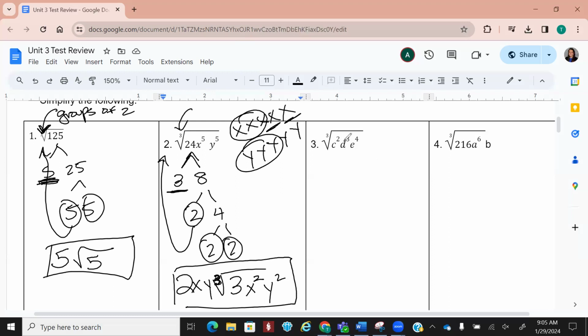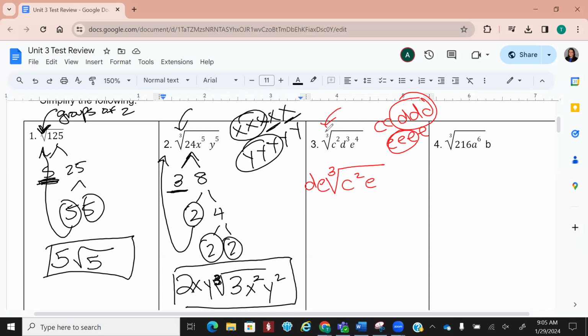Okay. On the next one, we have 2 c's. Can we make a group of 3? No, so he's just going to chill inside the radical. And then we have 3 d's. So we make one group, comes outside the radical. We have 4 e's, so we make one group, and then we have one that stays inside.